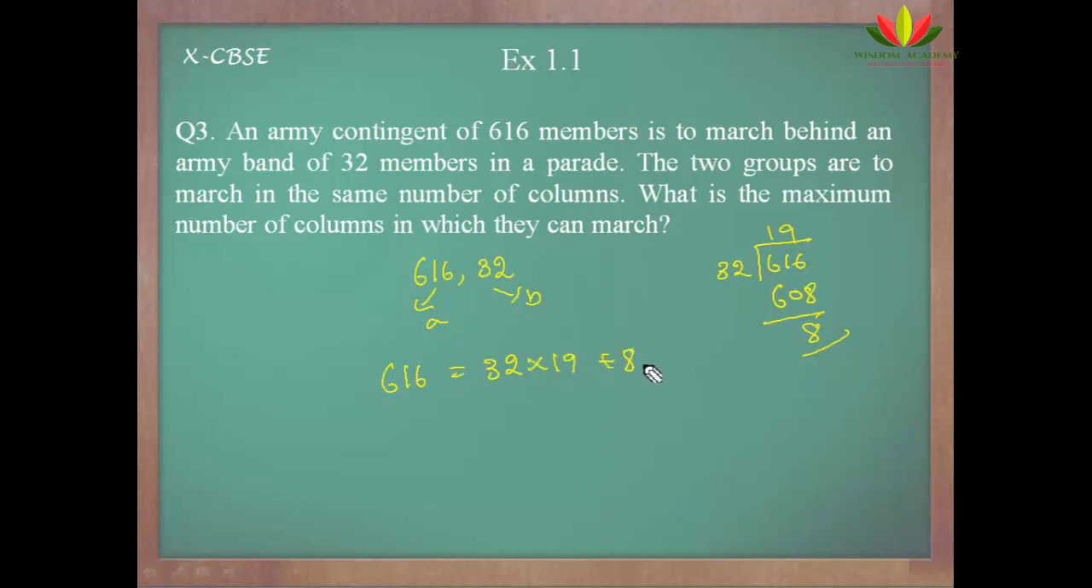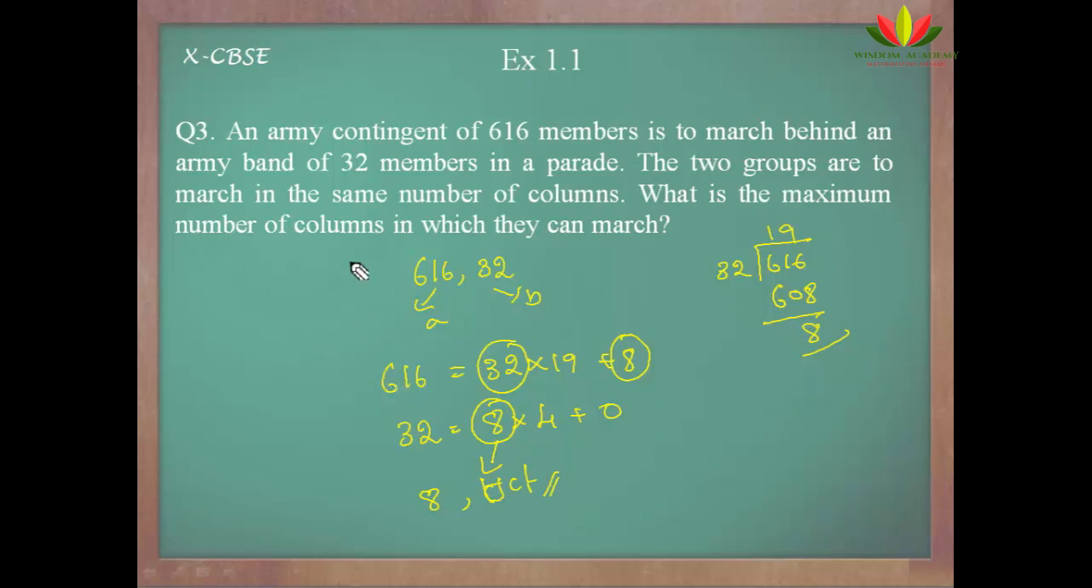Now my remainder is not 0. So what I have to do? I continue the same step for my divisor and remainder. So 32 is equal to 8 into 4 plus 0, right? So I got the remainder 0. So what is my divisor here? 8. So 8 is the HCF of these two numbers. Okay, we found the HCF.